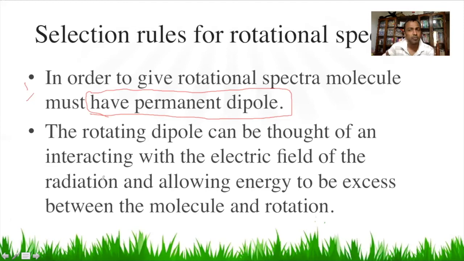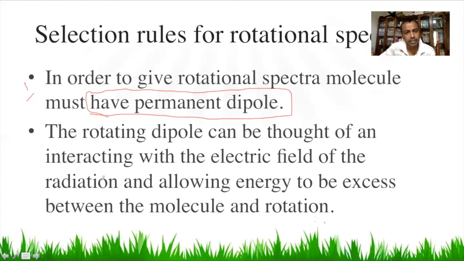There were many questions in earlier papers asking what the selection rule for the rotational spectrum is. So whatever the question related to the selection rule for rotational spectra, always write it down. Many people just forget to write that the molecule must have a permanent dipole. So the molecule needs to have a permanent dipole, meaning two poles must be there, either plus or minus.